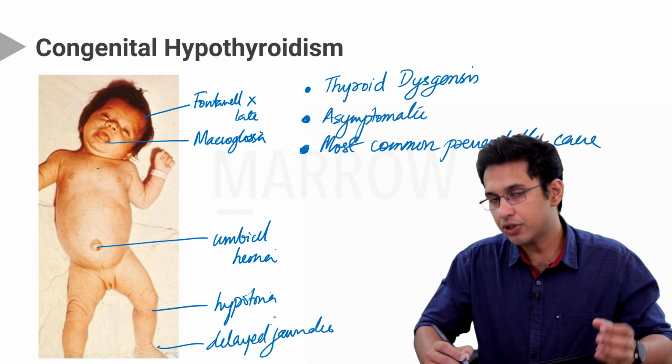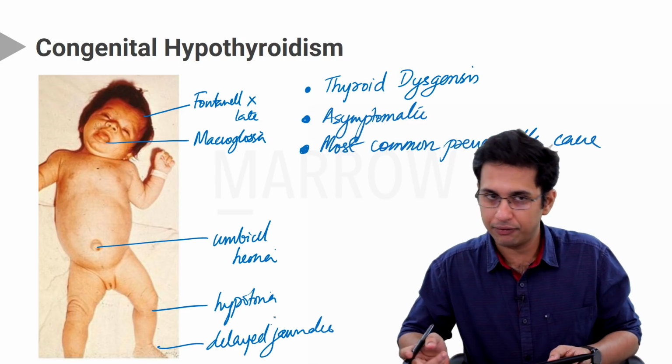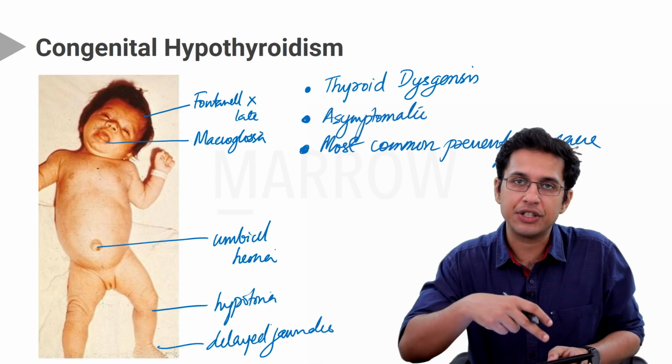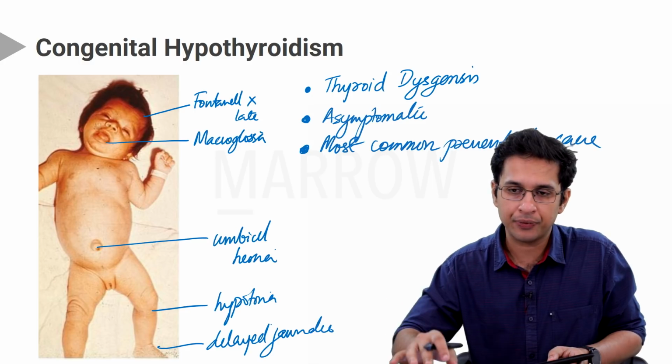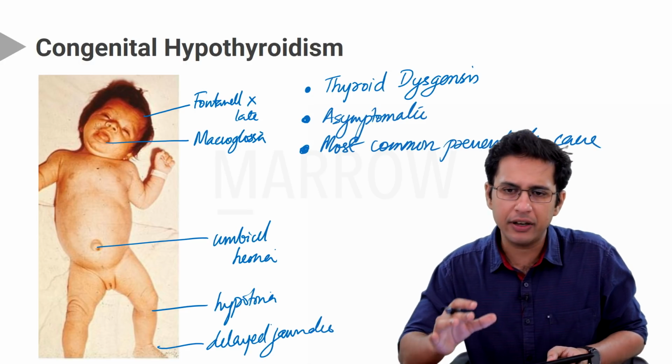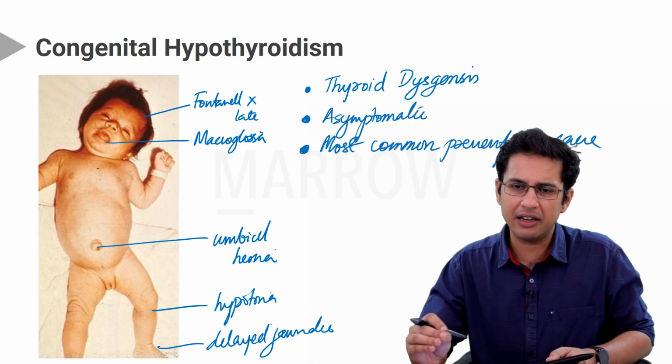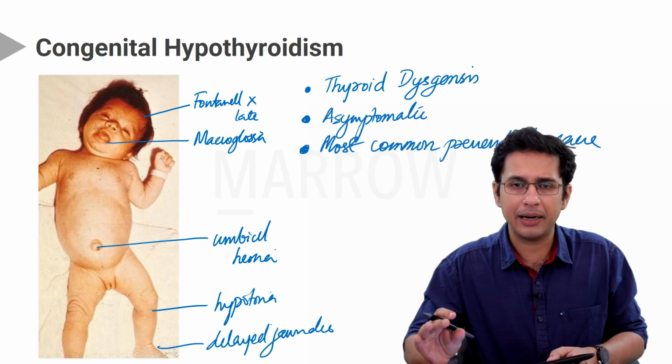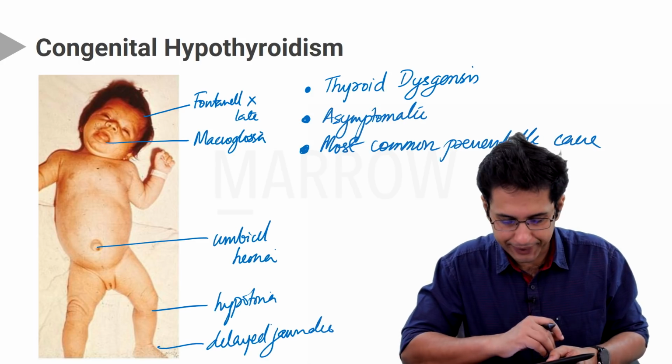Most babies are asymptomatic, but if you find these, they will be the features of congenital hypothyroidism. Did I miss anything? Yes, a bit of puffy myxedema, and a hoarse cry will be there. There will be feeding problems, umbilical hernia, and hypotonia.